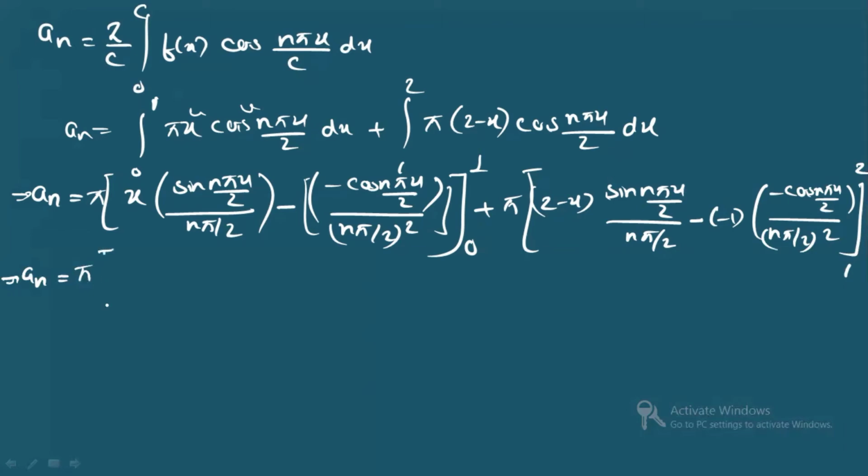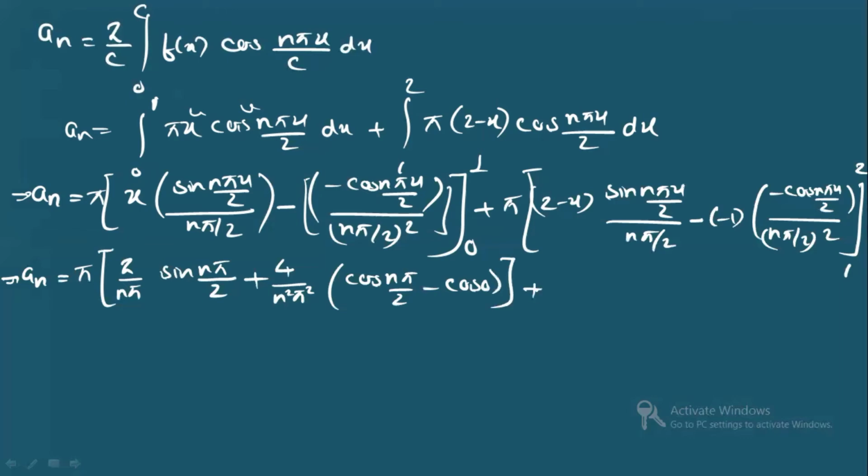So A n is equal to, you will write here pi, right? Okay. So this will give you 2 by n pi. Okay. So putting the upper limit, what you will get? 1, right? So it is sine n pi by 2. 0, when you put it, the entire term will be 0. So minus and minus is plus. You will have here 4 by n square pi square. Here you will get cos n pi by 2 minus cos 0, putting the lower limit.